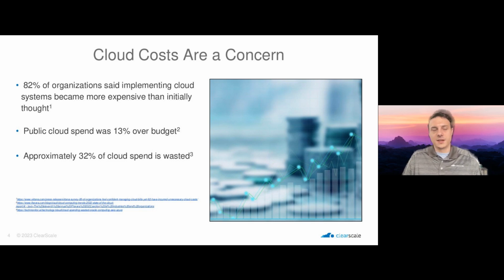When you have the good fortune, such as our architects at ClearScale, of working with many customers that are adopting the cloud, both big and small, they always go in wide-eyed. Unfortunately, after about a year, they find that they have been spending more than they were sold on, or more than they've allocated, and it's not a great situation. 82% of organizations said implementing cloud systems became more expensive than initially thought. Public cloud spend was 13% over budget, and approximately 32% of cloud spend is wasted. When you have an infinite amount of resources in the public cloud, it's very easy to use a lot of resources. So it's very important to have an optimization practice and a monitoring practice around some of these things, which we'll get into in a second.